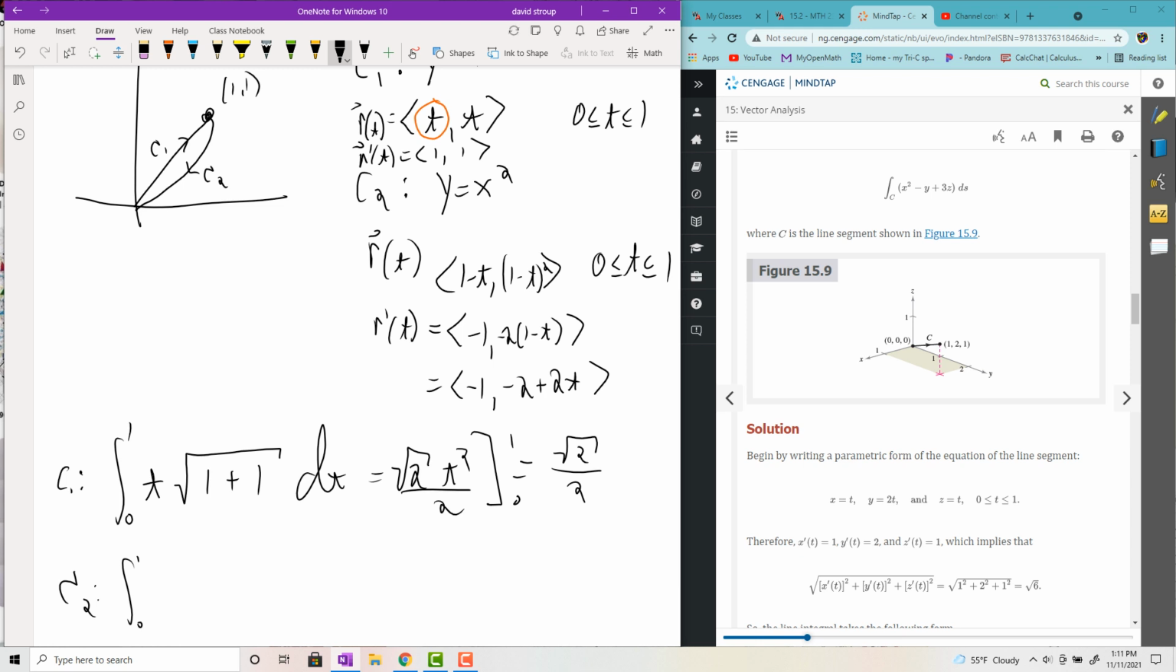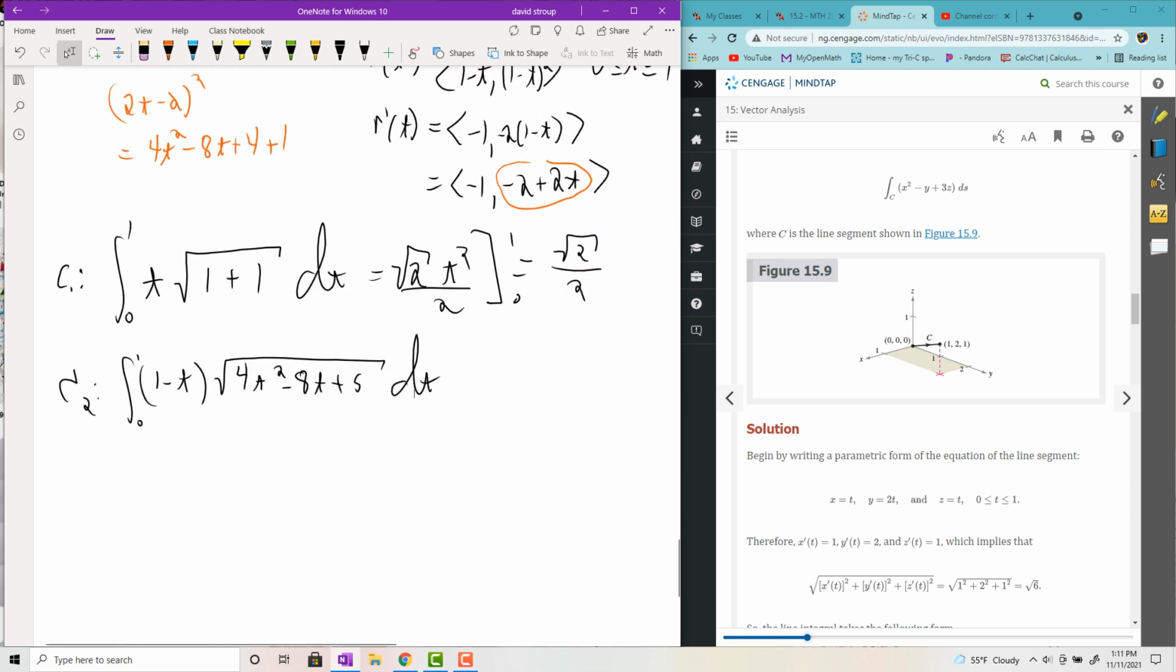So in this case, x is 1 minus t, and then we want the magnitude. Oh, this is where they get you. So 1 plus this thing squared, right? So 2t minus 2 squared is going to be 4t squared minus 8t plus 4, and then we're going to have to add in a 1 for that other part of the derivative squared. So it would be 4t squared minus 8t plus 5 dt.